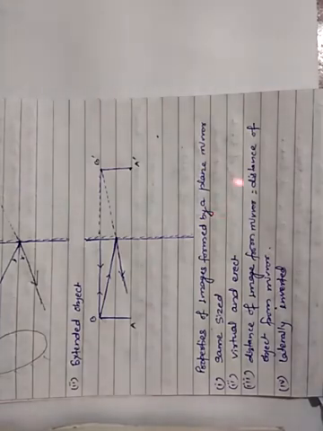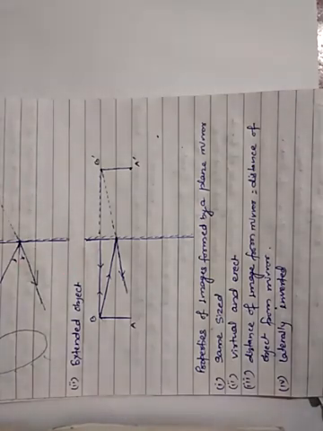Now come over to the properties of images formed by a plane mirror. First of all, see here, what is the size of the object? Same is the size of the image. It means that we can say the size of the image formed by a plane mirror is the same as the size of the object.